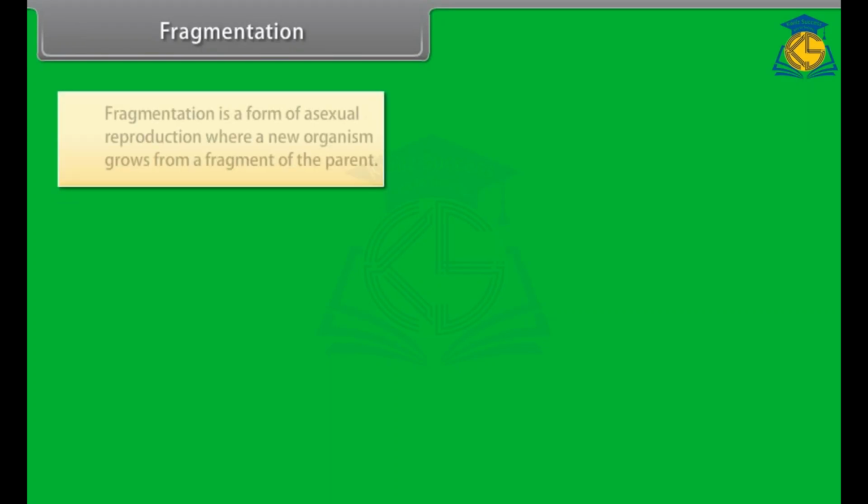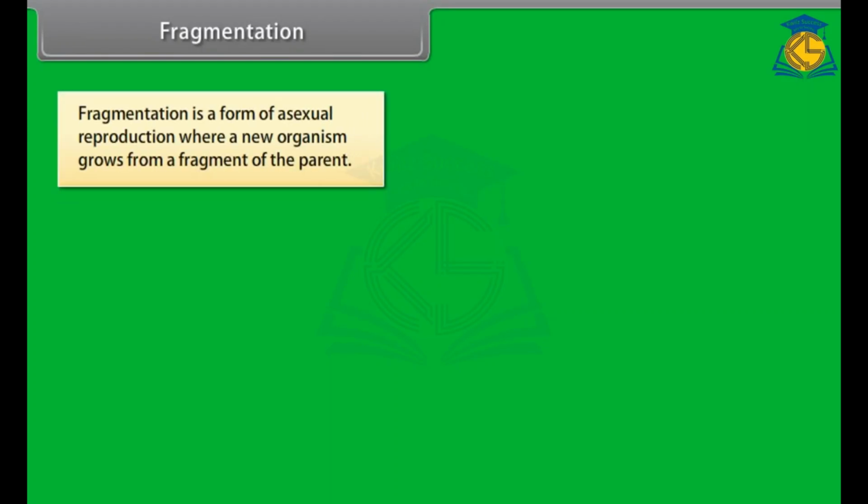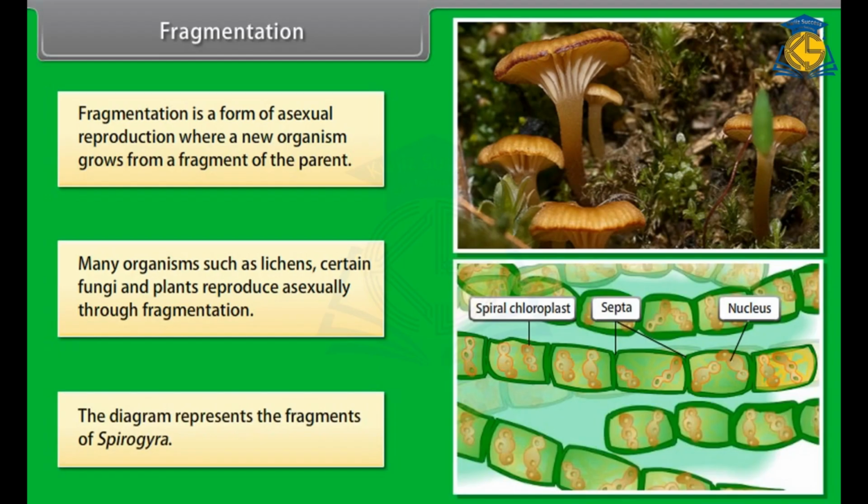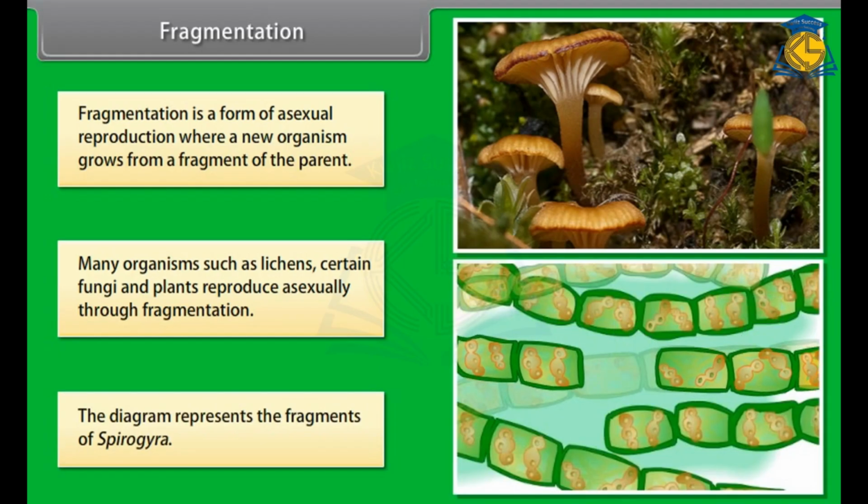Fragmentation. Fragmentation is a form of asexual reproduction where a new organism grows from a fragment of the parent. Many organisms such as lichens, certain fungi and plants reproduce asexually through fragmentation. The diagram represents the fragments of Spirogyra.